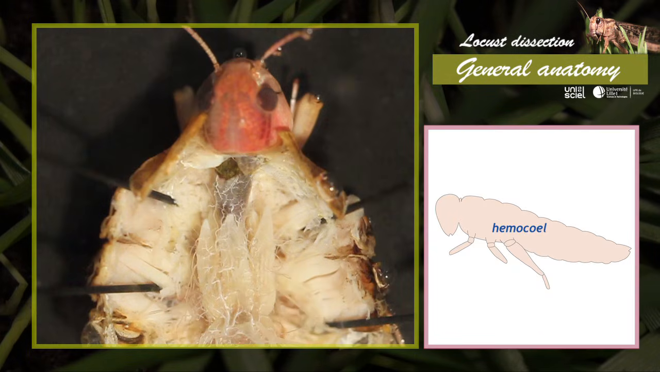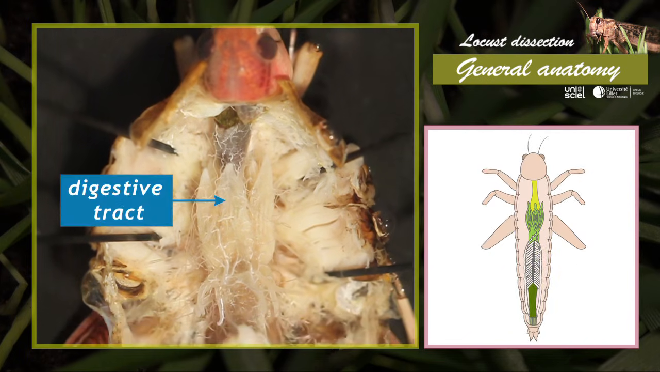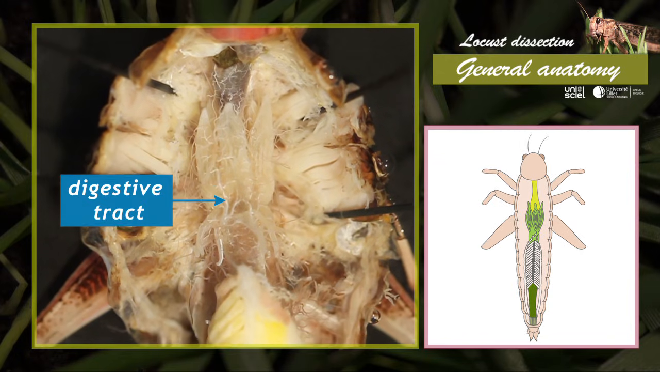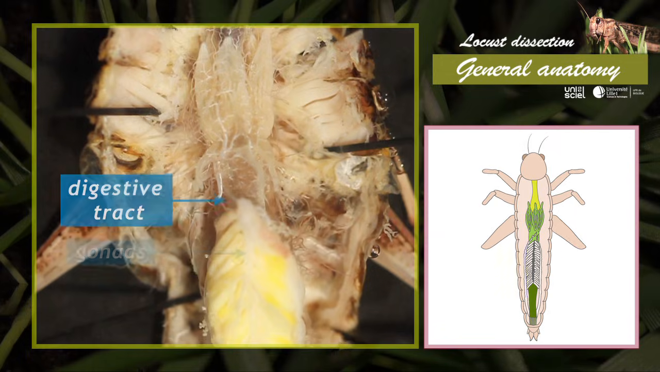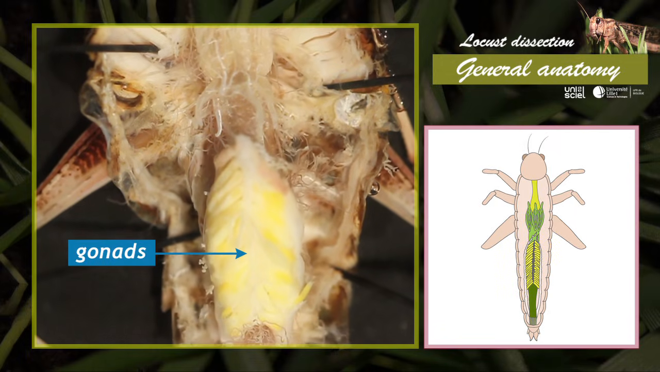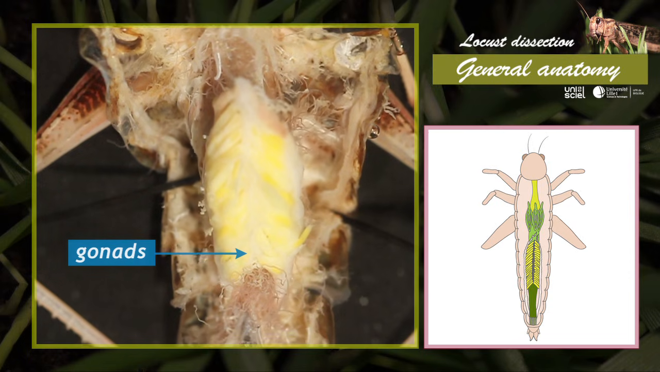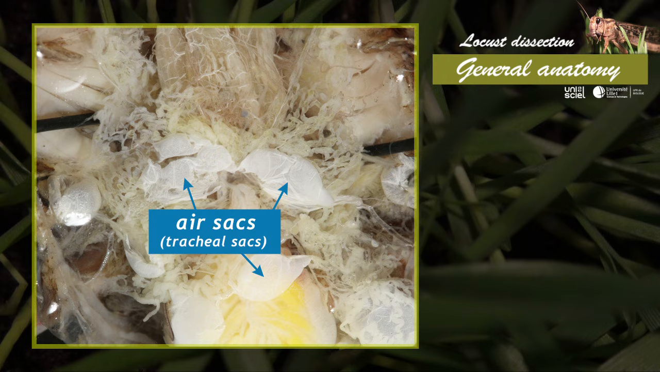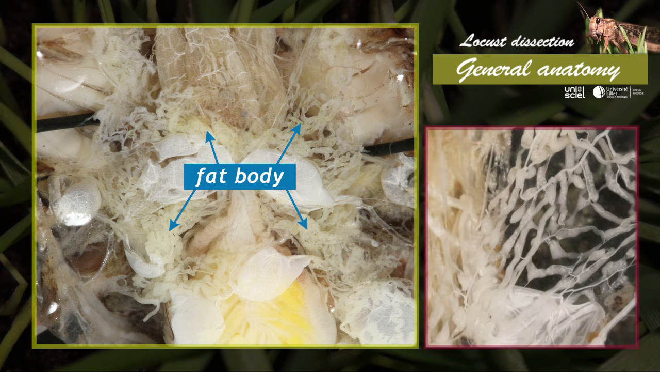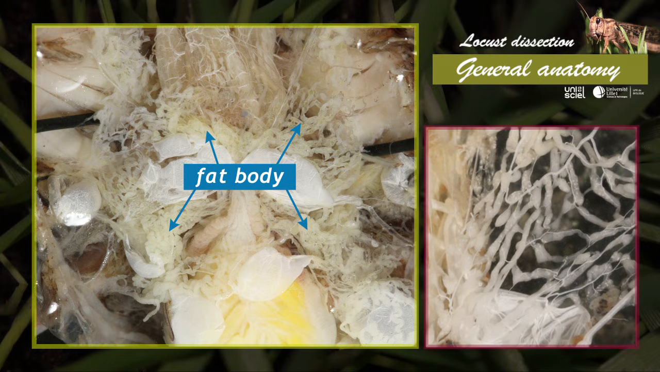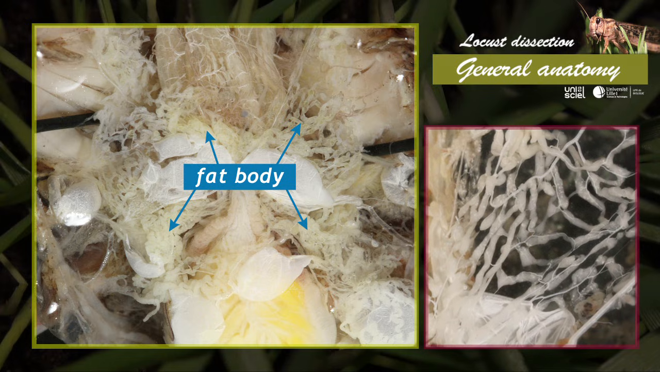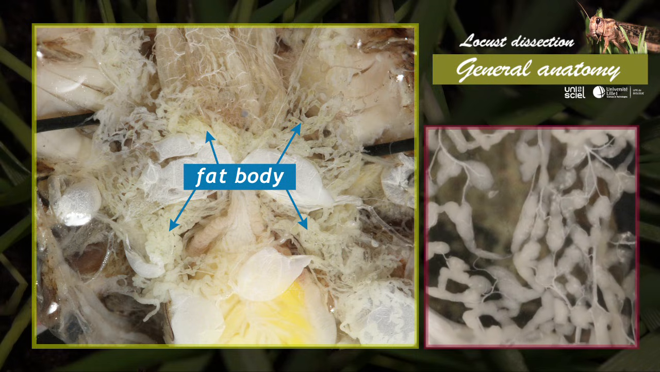In the general cavity of the body, the hemocoel, one can find the digestive tract, the gonads, and the structures of the respiratory system, the air sacs, and the tracheae. A whitish-yellow tissue, the fat body, is distributed around the organs. In insects, this tissue is comparable to the liver and fat of vertebrates.